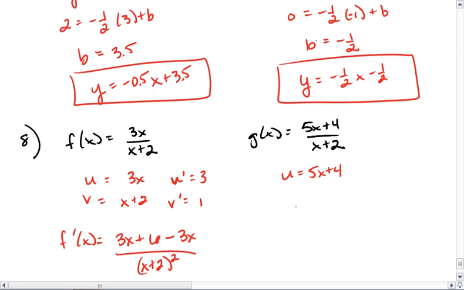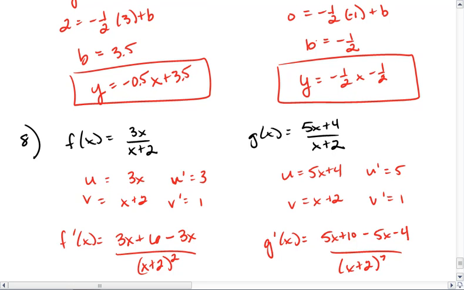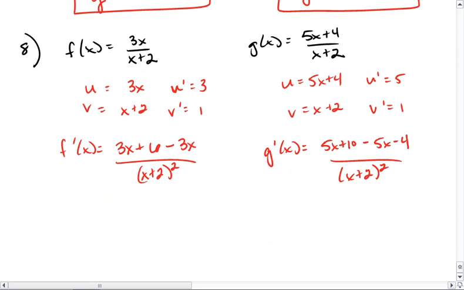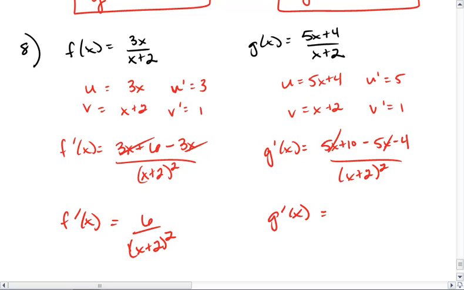Now for g of x, we find that g prime of x equals 5x plus 10 minus 5x minus 4 all over x plus 2 squared. Now let's reduce both of these. So f prime of x, our 3x's cancel, leaving us with 6 over x plus 2 squared. And for g prime of x, 5x's cancel, leaving us with 10 minus 4, which is 6, over x plus 2 squared.